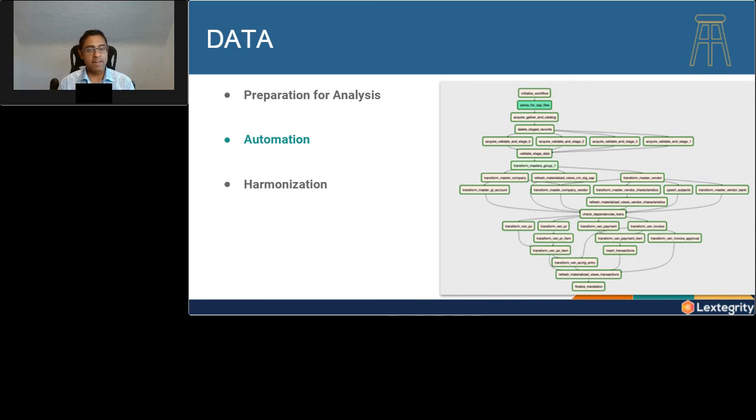Multiple steps that depend on prior steps, each step needing to be logged, and each step needing to be able to be restarted independently. So there's a lot of engineering effort needed to do that automation of the data extract work. Again, at Lextegrity, this is something we do via API connectors, increasingly with scripts for our customers, but this is an area, again, where a partner can make things a lot easier for you.